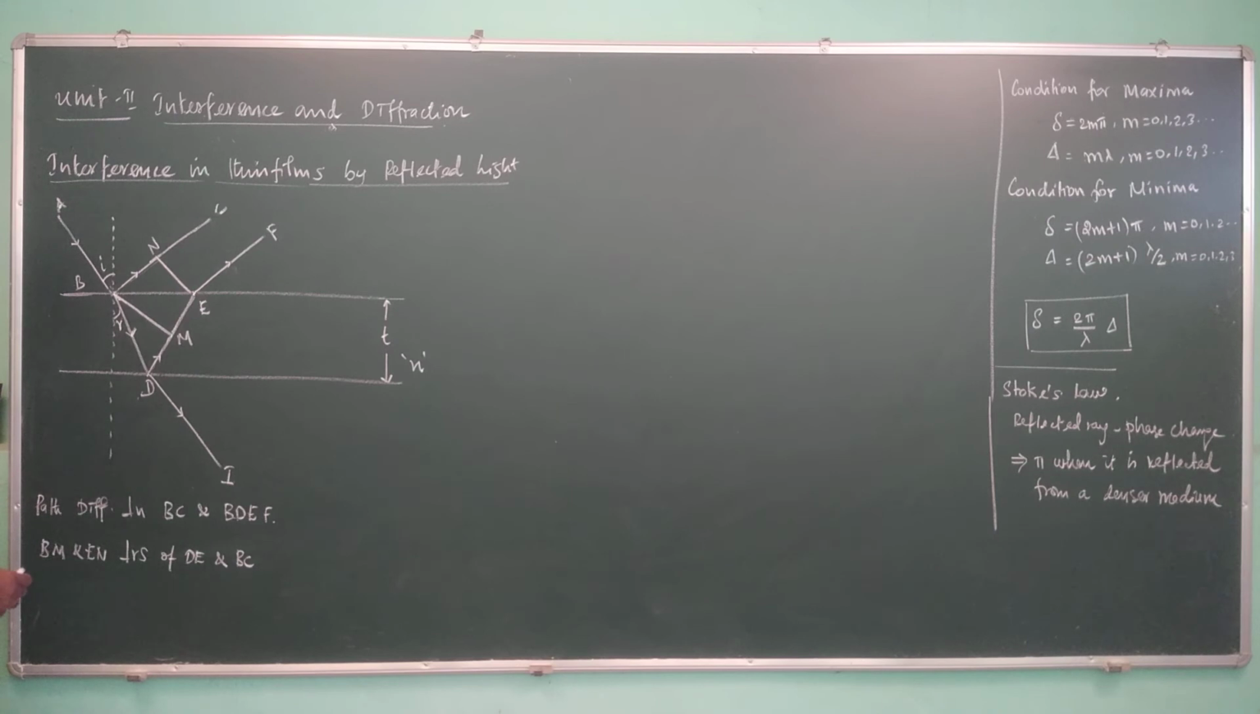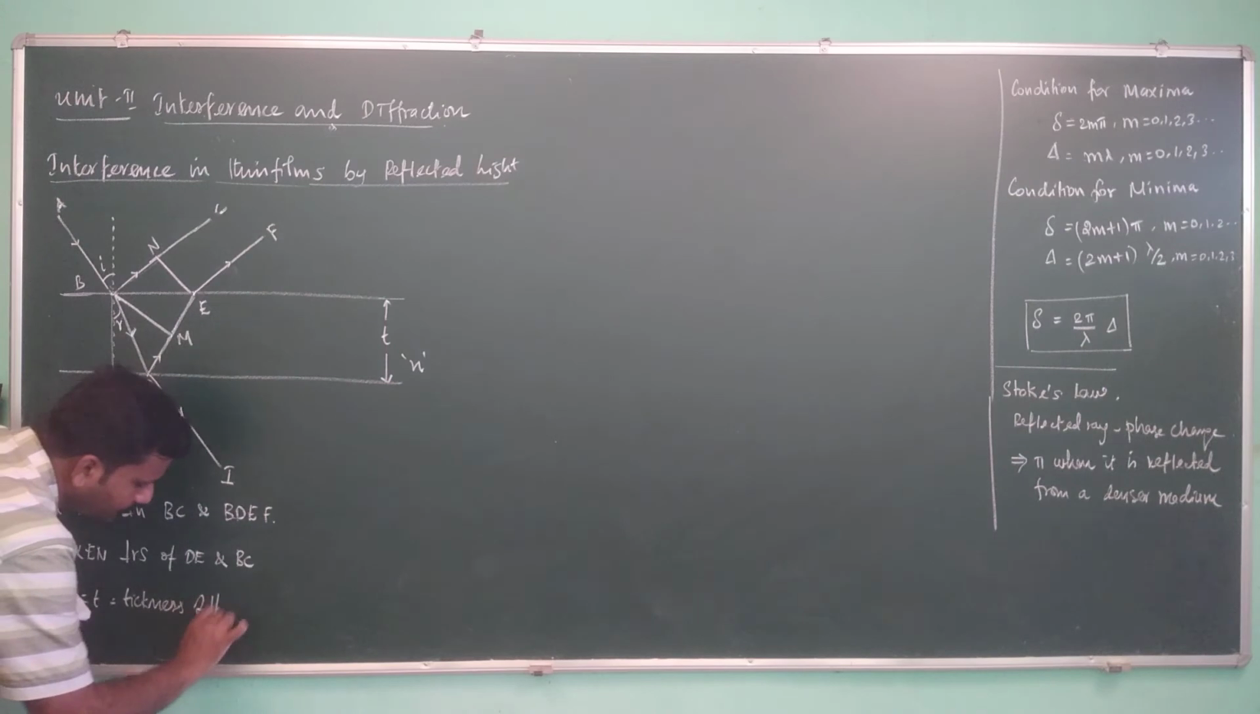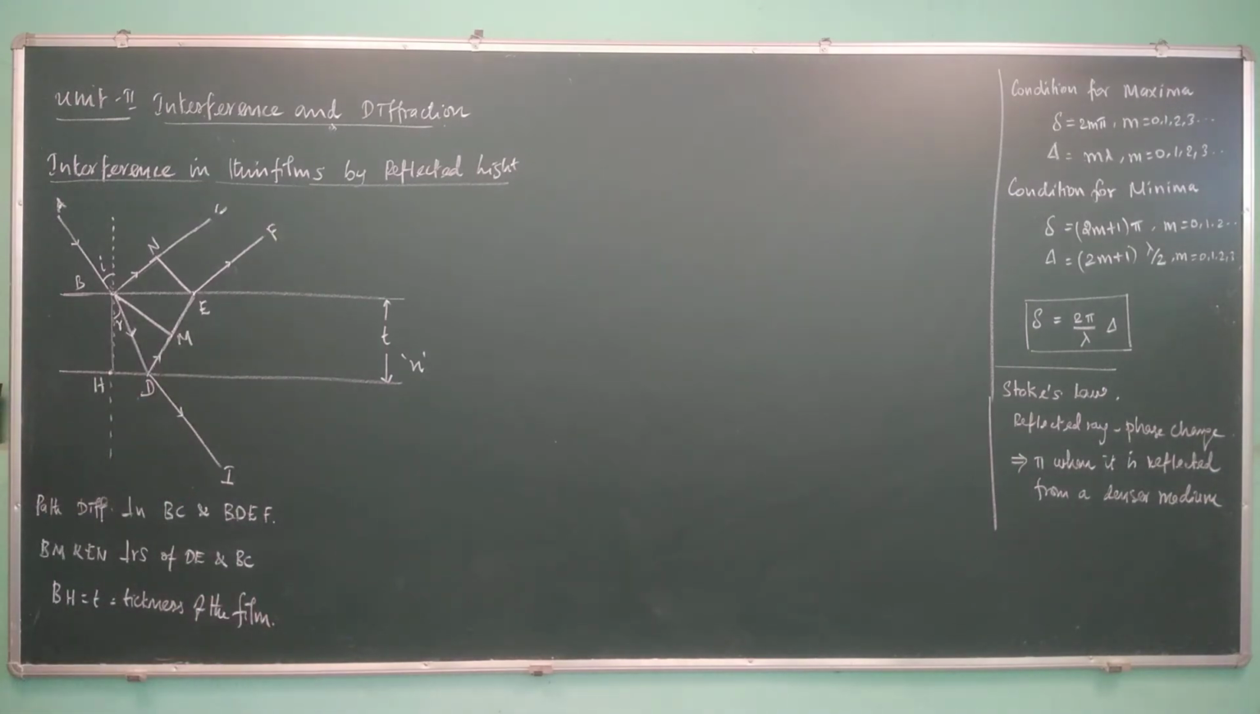And this height, let's denote this point as B and this point as H. So this height, the vertical height between the upper surface and lower surface of the thin film, that is BH, which is nothing but t, the thickness of the film.